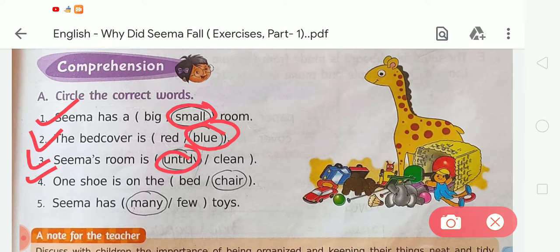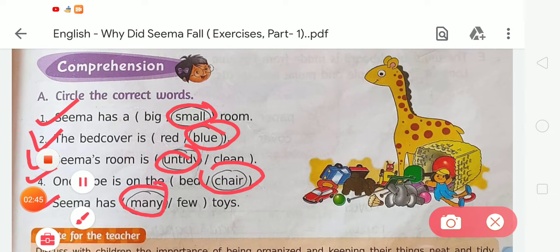One shoe is on the, and here are two options: bed and chair. Tell me which one is correct. The given word chair is correct, so in number 4 we have to circle the word chair. What is the spelling of chair? C-H-A-I-R, chair. Okay student. Now the fifth is: Seema has many or few toys. Tell me, does Seema have many or few? We all know that Seema has many toys, so we have to circle the given word many. Okay student, like this we have to complete exercise A.